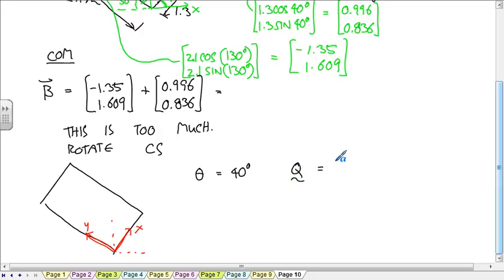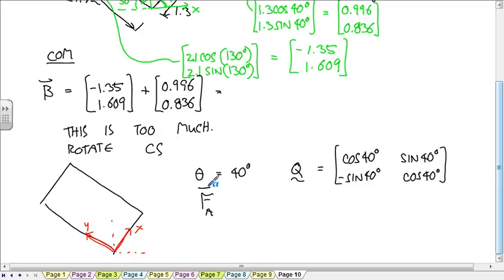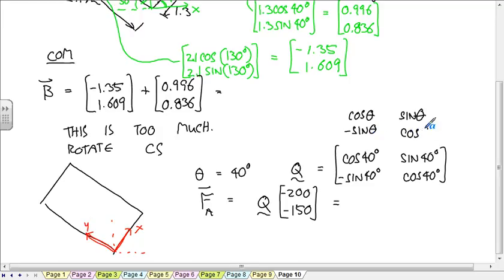And so the rotation matrix is cosine of 40, sine of 40, negative sine of 40, cosine of 40. And so the force at A is that Q matrix times the vector negative 200, negative 150. Can someone who has that matrix on their calculator tell me what that is? How did you get that Q matrix? Just cosine of theta, sine of theta, negative sine of theta, cosine of theta. We did a bunch of this in statics.